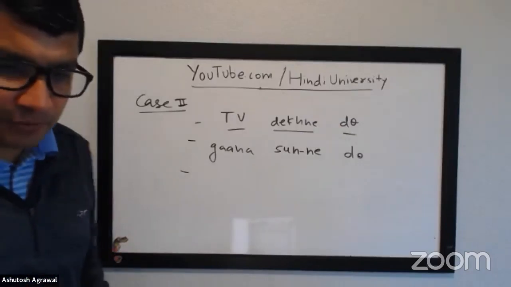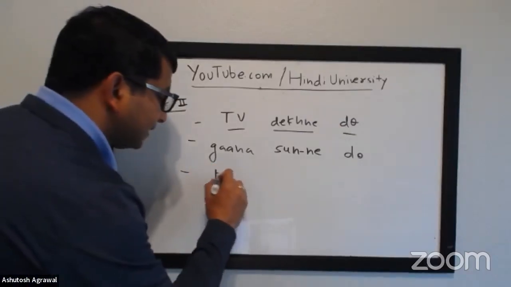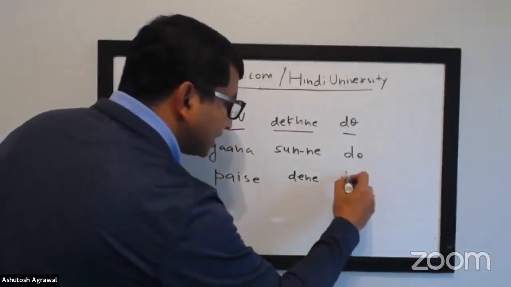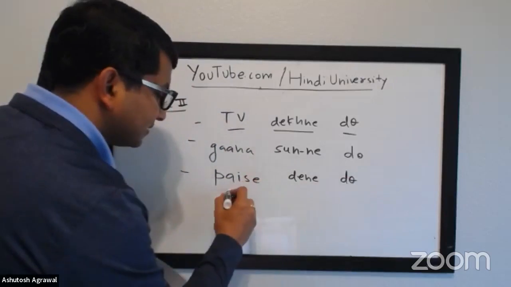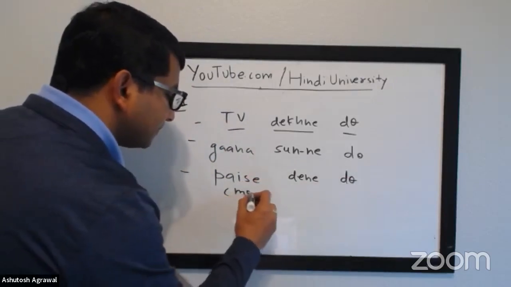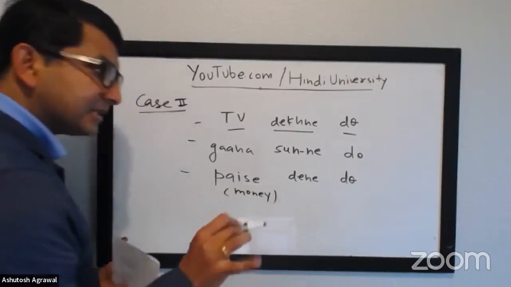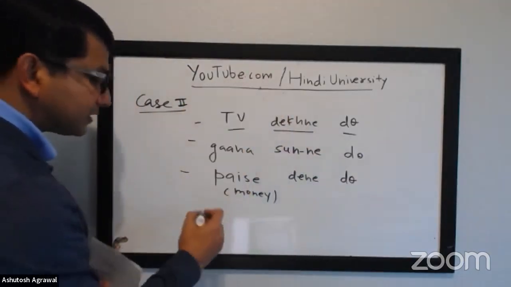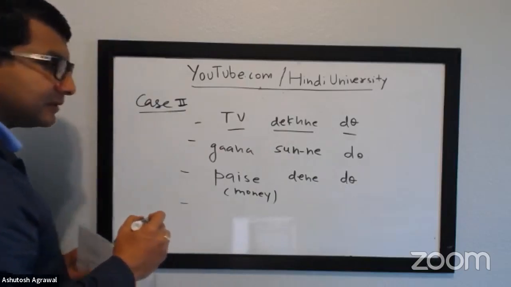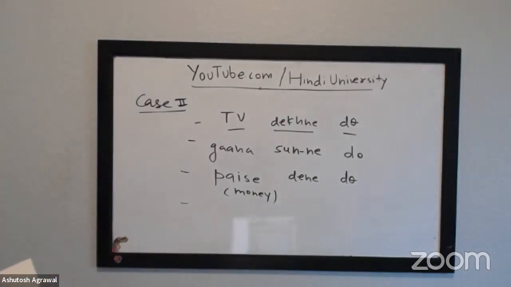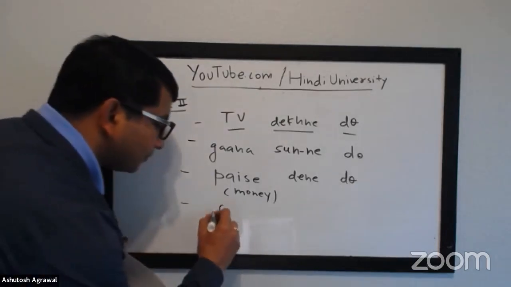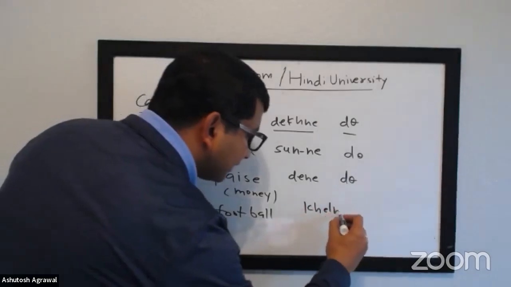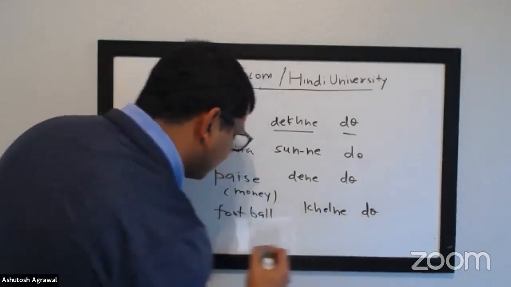listen to the song. You can say पैसे देने दो. Let someone give money. पैसे is nothing but money. We'll define someone also, but right now I just want to get you used to using some nouns before. Football खेलने दो. Let someone play football.